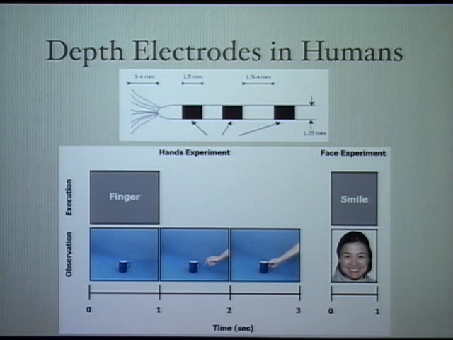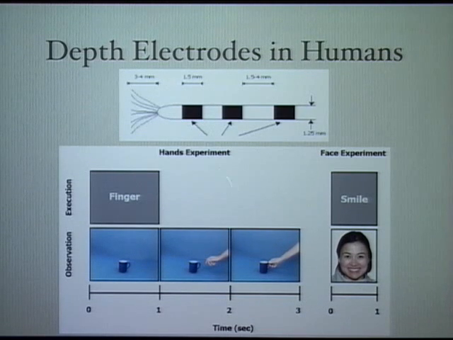But the idea was to do a very simple experiment in which subjects are watching a word on the screen. In this case, "finger" means that the patient is supposed to do a precision grip, like when you grasp the handle of the cup. And when they see the word "hand," they do a whole hand grasp. They grasp the body of the cup.